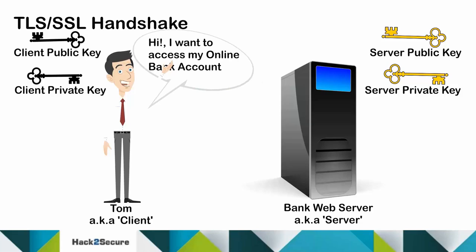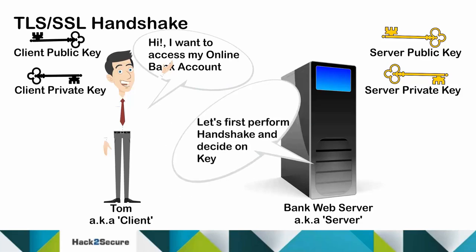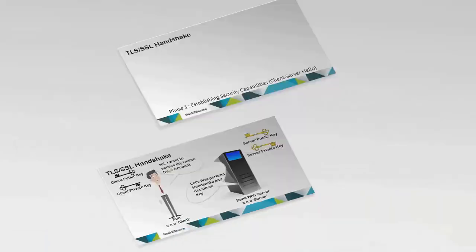Let's consider a user Tom. He wants to access his online bank account using a web browser. In this scenario, the bank web server will act as a server with a set of public and private keys, while a web browser which uses Tom's public and private keys will act as a client on behalf of user Tom.